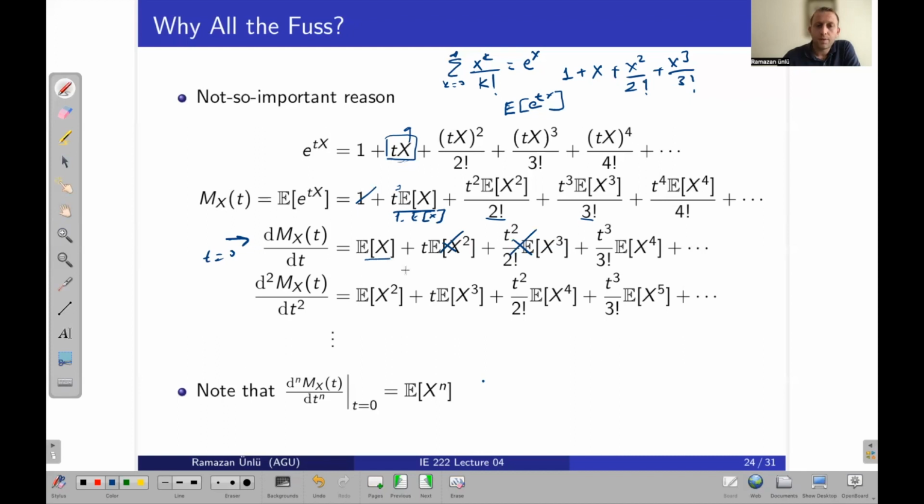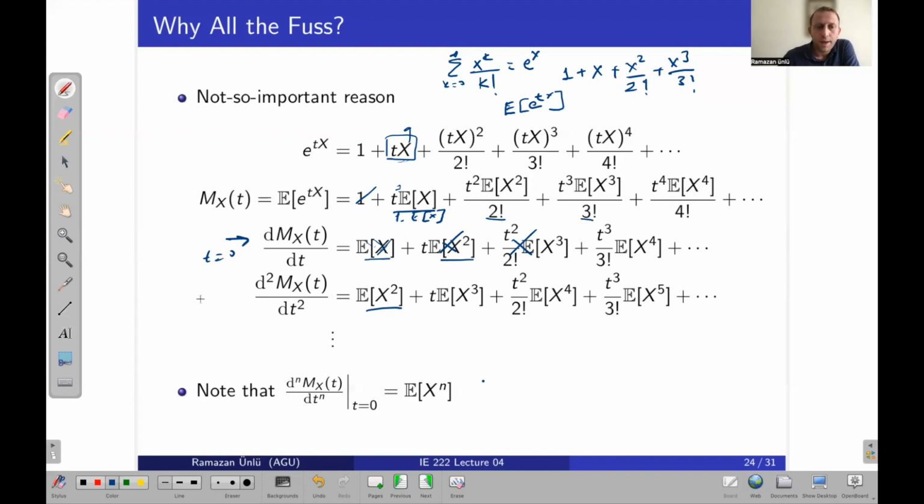If we take the derivative of this whole expression again, that will be the second derivative of the moment generating function. For this one, that will vanish, and that one will be the expected value of x squared. This one will be t times the expected value of x cubed, etc. Again, we have the same pattern: the power cancels the first term of the factorial in each term.